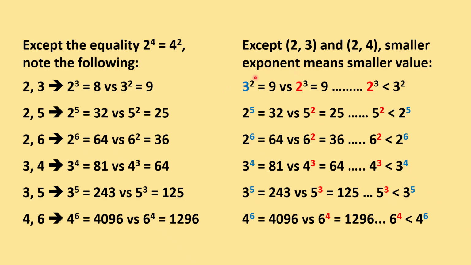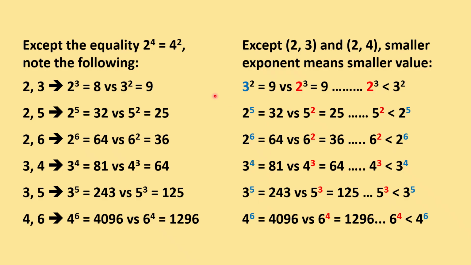So base determines the relative magnitude. If the base is bigger, then the value is bigger. That is only for 2 and 3. And 2 and 4, as we said, they are equal. But after that, whether you take 2 and 5 or 2 and 6 or 3 and 4 or 3 and 5 or 4 and 6 or any pair of numbers, smaller exponent will give you a smaller value. It is the exponent which is important. Smaller exponent gives smaller value, bigger exponent gives bigger value.